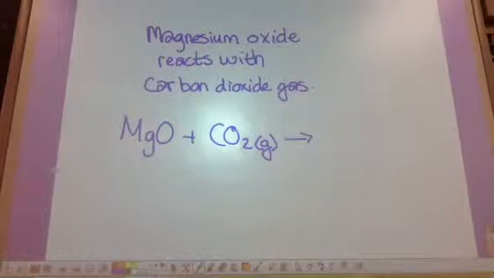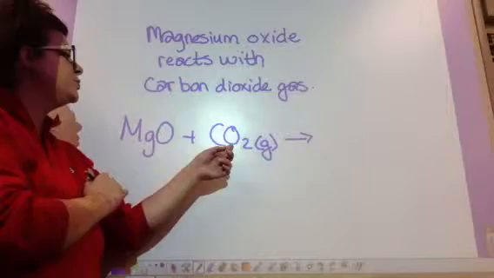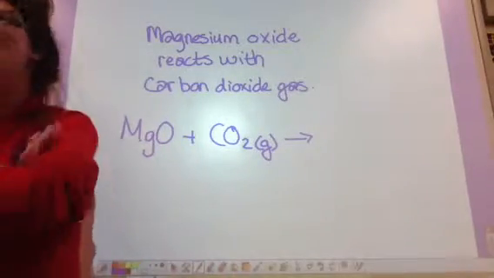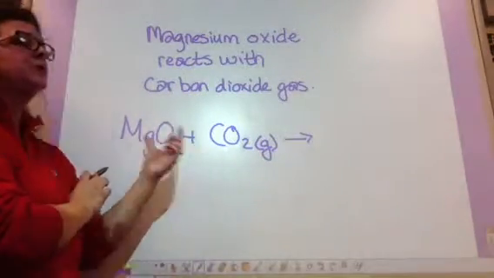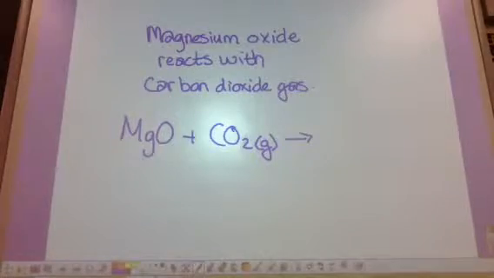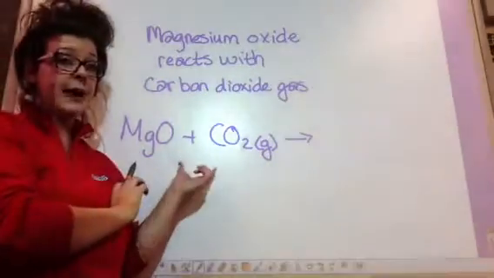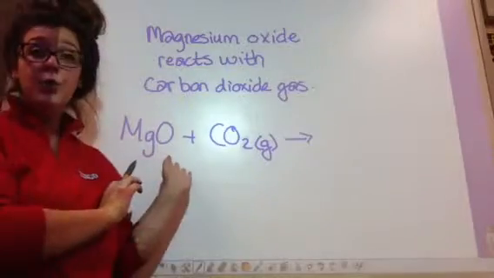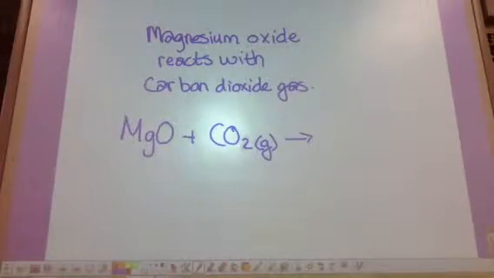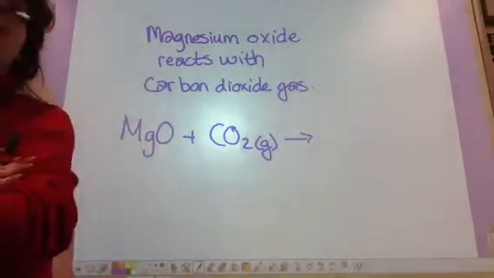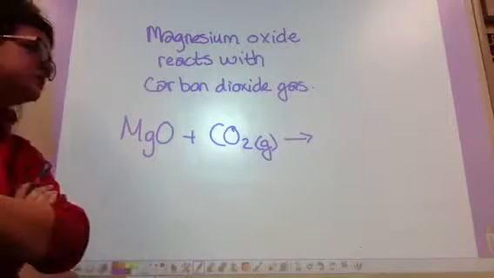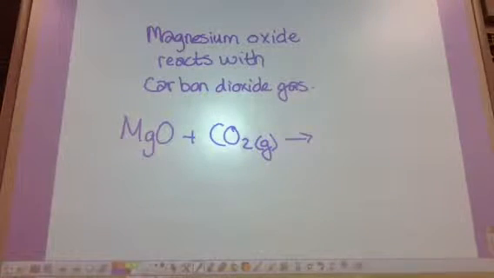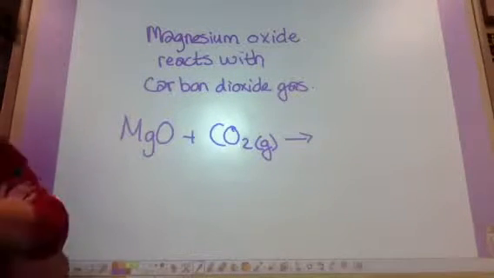It's not a single displacement, because I would have had just one single element and then a compound here, so it's not that. I don't have any rules for my gas formation reactions with these two specific things. So I also know this isn't a decomposition reaction because I would have had just one reactant. So it kind of leaves me with maybe two options. It could be metathesis, just a double replacement reaction somehow, or it could be a synthesis reaction.